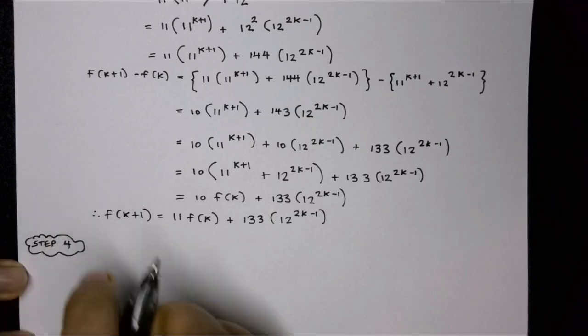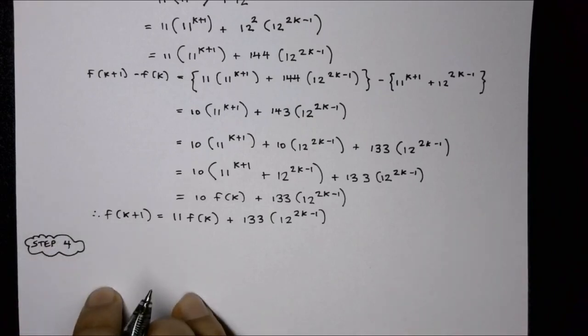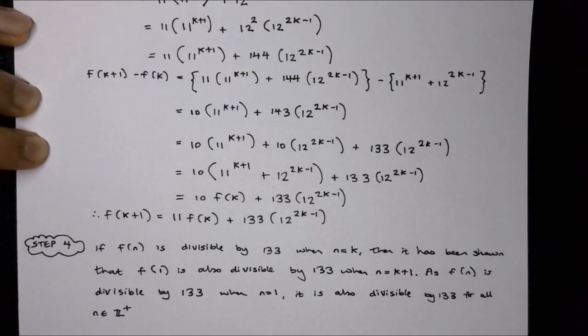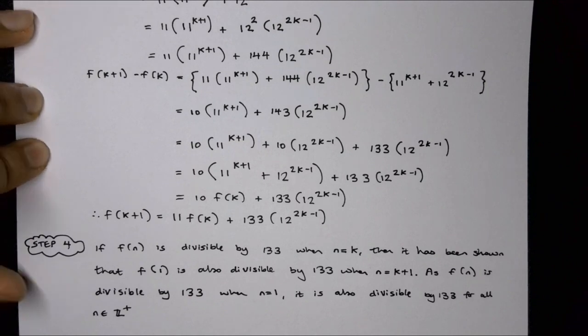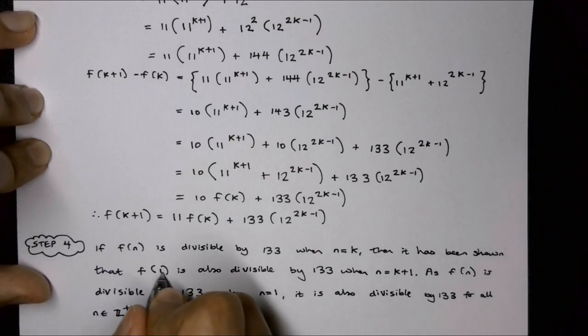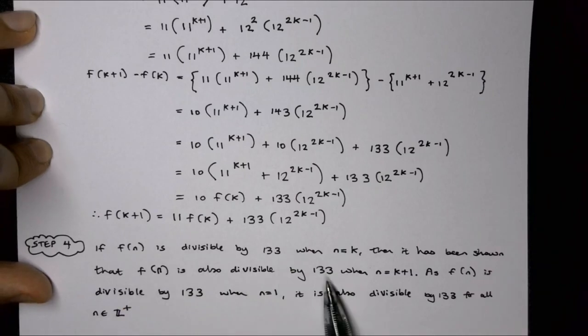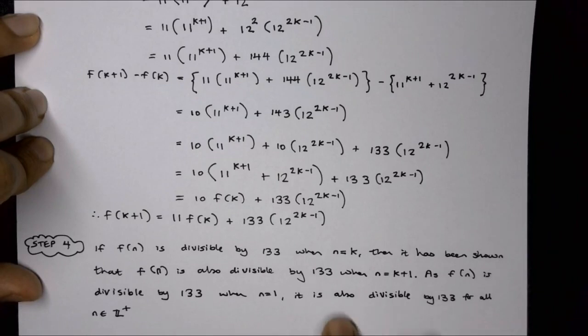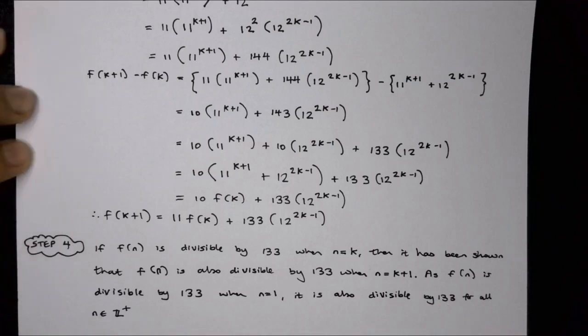And with our conclusion step, we have the following. If f of n is divisible by 133 when n equals k, then it has been shown that f of n is also divisible by 133 when n equals k plus 1. And as f of n is divisible by 133 when n equals 1, it has been shown that this entire thing is divisible by 133 for all positive integers n.